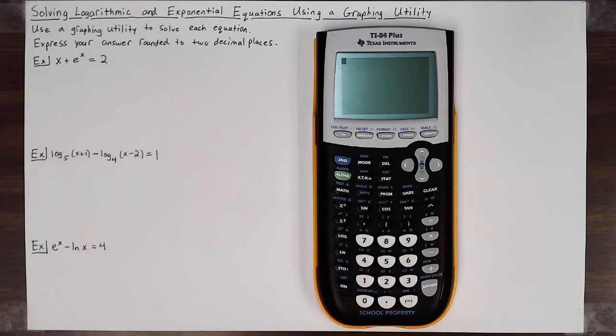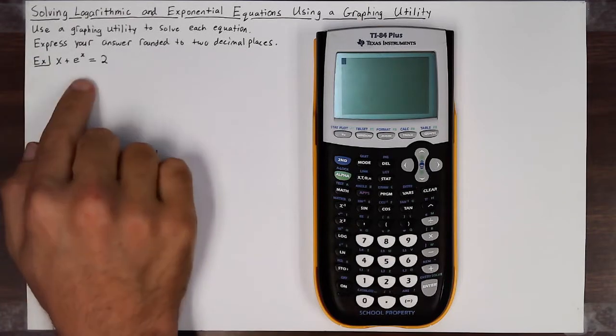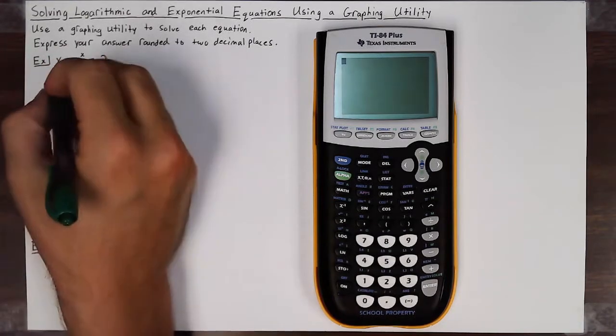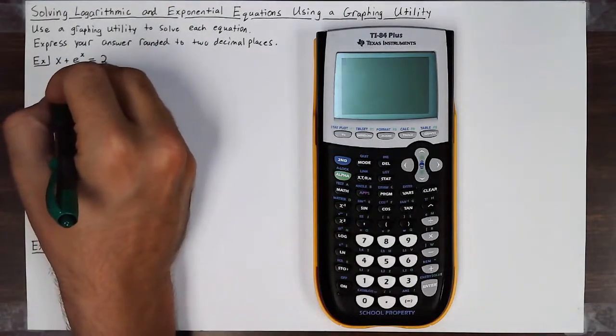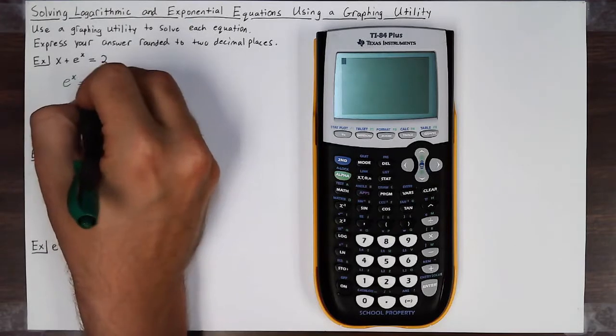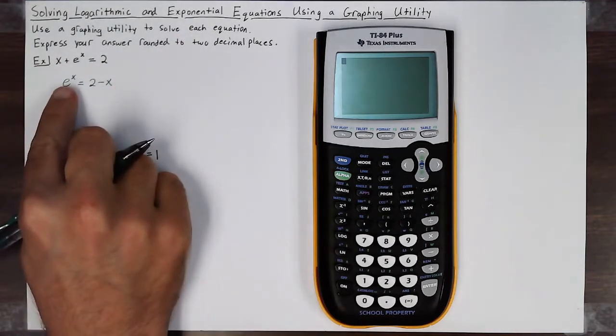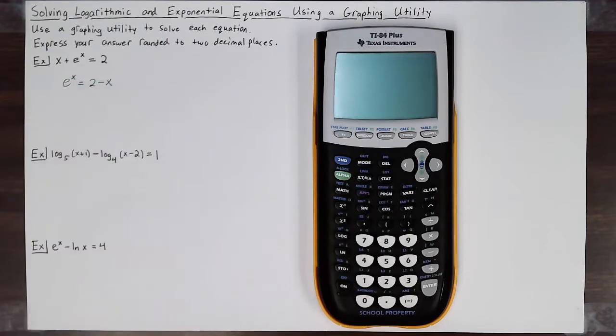In this video, we're going to learn how to solve logarithmic and exponential equations using a graphing utility. So when I see this first equation, if I try to solve this, my first inclination is to get the e to the x by itself. So I would subtract x, and I would get 2 minus x, and then I would think, let's switch this to its logarithmic form to get the x out of the exponent.